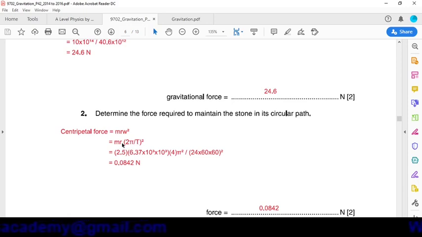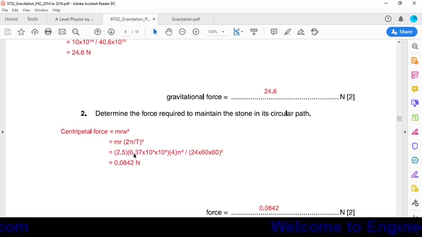Okay, now we have to substitute the values. This m, the mass of the stone, is 2.5 kg. This r is the separation. The separation is given as 6.37 into 10 power 3 in kilometers. We have multiplied this by 10 power 3 so that we can get it in meters. So this distance is in meters now. Multiply by 2 pi whole square.